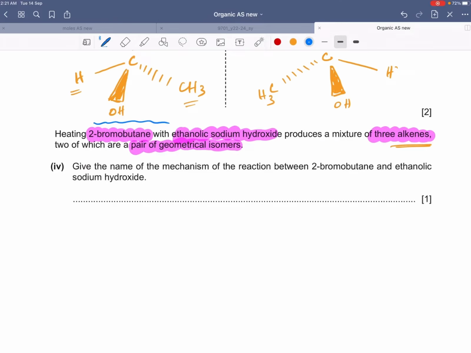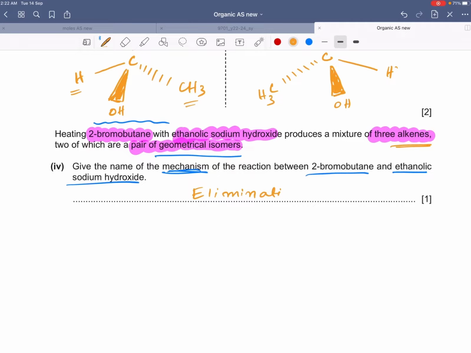When 2-bromobutane reacts with ethanolic sodium hydroxide, we get 3 alkenes, 2 of which are a pair of geometrical isomers. We will discuss geometrical isomers later. Give the name of the mechanism of the reaction between 2-bromobutane and ethanolic sodium hydroxide. So this I already told you, that this is an elimination reaction.